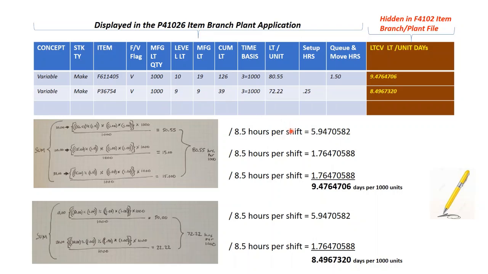So that's kind of how the lead time per unit and the lead time level are calculated, and that calculation value, so it can round, is stored in the file. And again, you can't see this on the screen. It's hidden in the item branch file. We're going to learn later that this field, lead time per unit days, is used in the work order formula when it's calculating start dates of a work order.